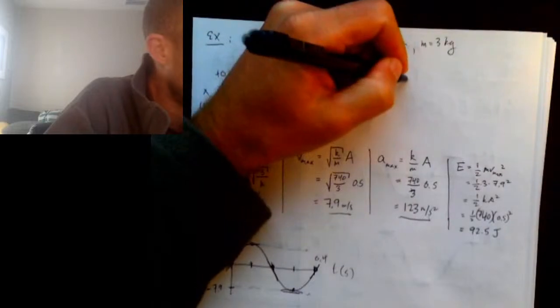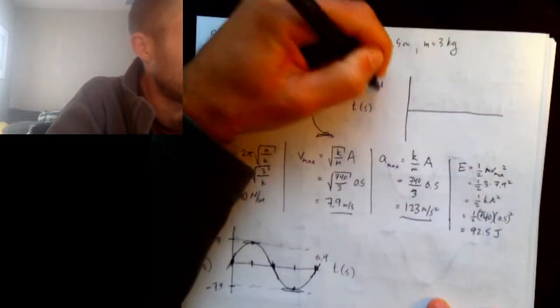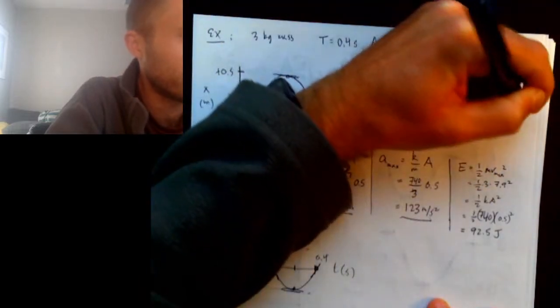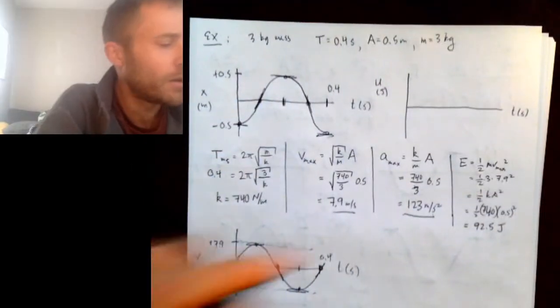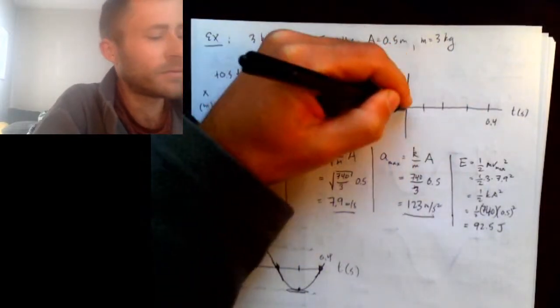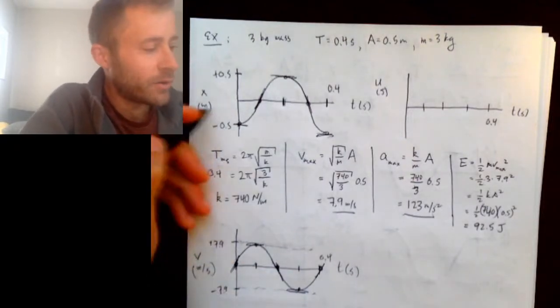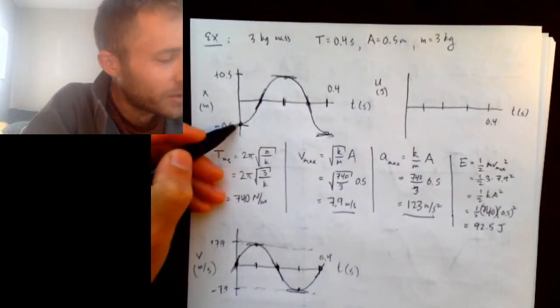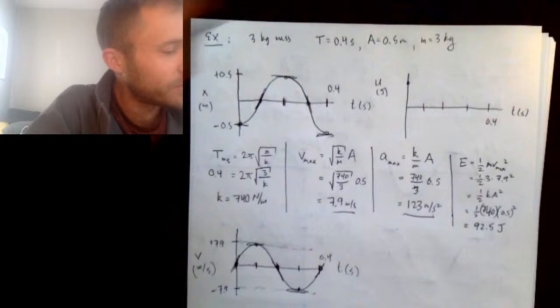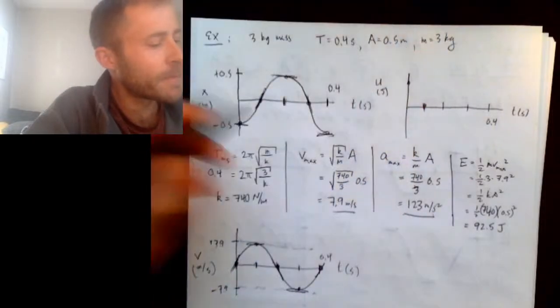The next graph is the potential energy in joules versus time in seconds. Here's 0.4 seconds, the period, and then I divide it up into 4 parts. So again, we want to square this graph to get the shape. So squaring this negative number will give me a positive. At this time, squaring 0 will give me 0. Here, squaring a positive number will give me a positive number.